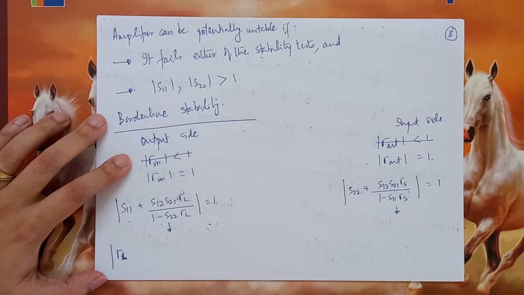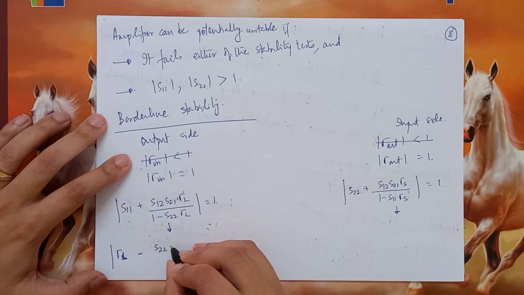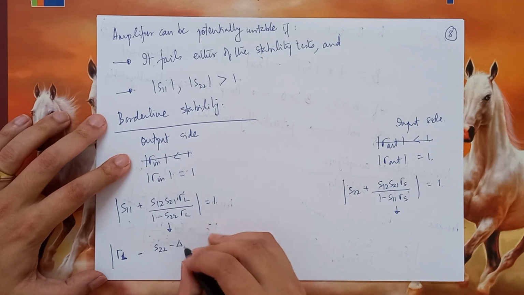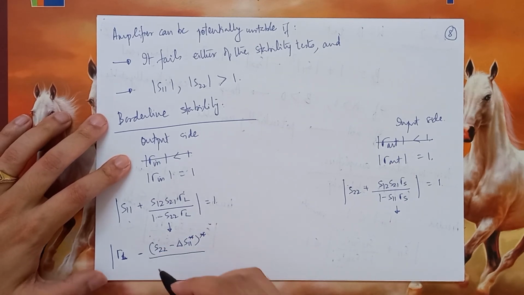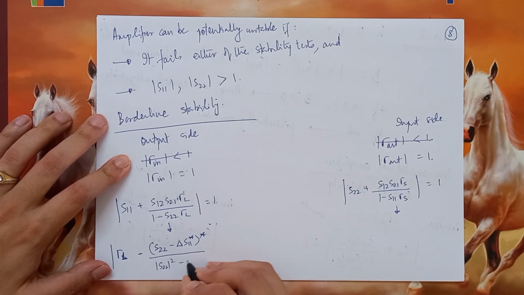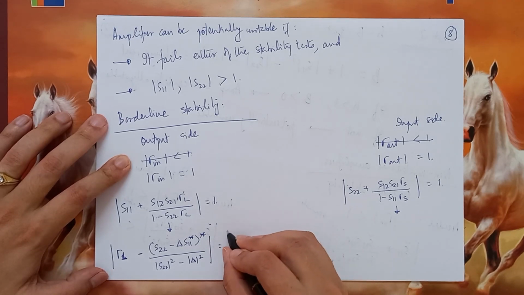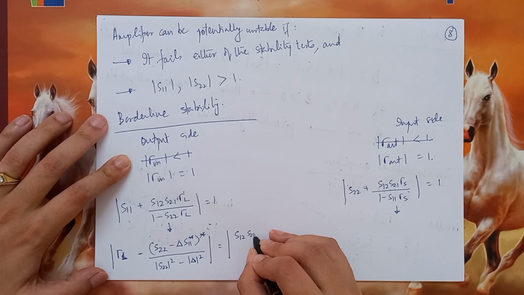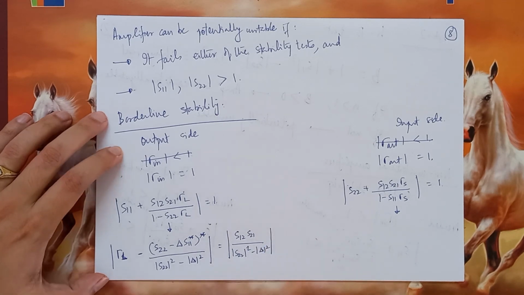We're talking of gamma L, so it will be mod of gamma L minus S22 minus delta, where delta is the determinant of the S matrix at that frequency as we spoke about, delta times S11 conjugate, the whole conjugate, divided by mod S22 square minus mod delta square, the whole mod, is equal to S12 S21 divided by mod S22 square minus mod delta square, the whole mod. This is what you get.